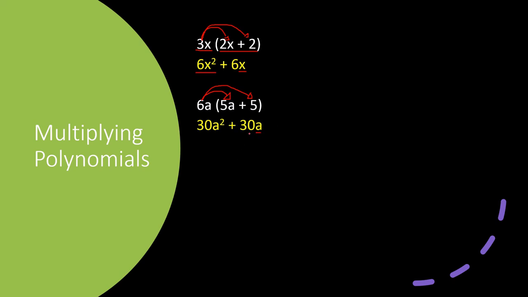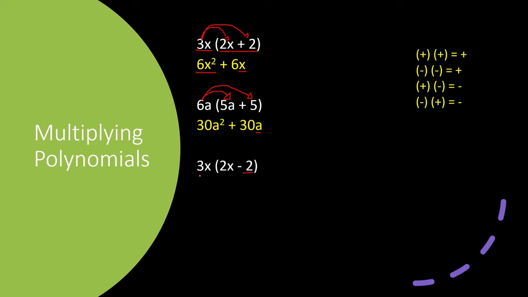Very nice. Let us look at our next example. On my next example, I have 3x times 2x minus 2. In this case, my friends, I have a negative number right here. I have a subtraction, and this subtraction makes this 2 into a negative number. So whenever we do multiplication with negative numbers, we have to follow the rules of the symbols, something that we learned in a previous lesson.